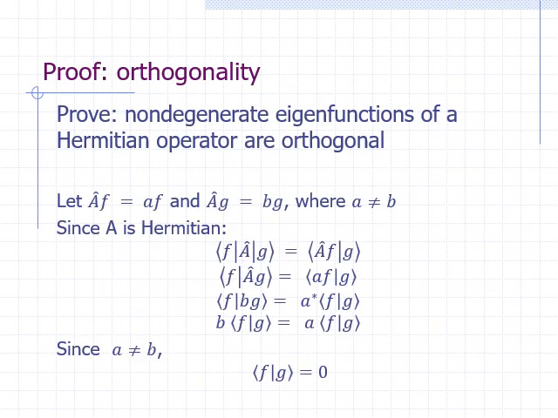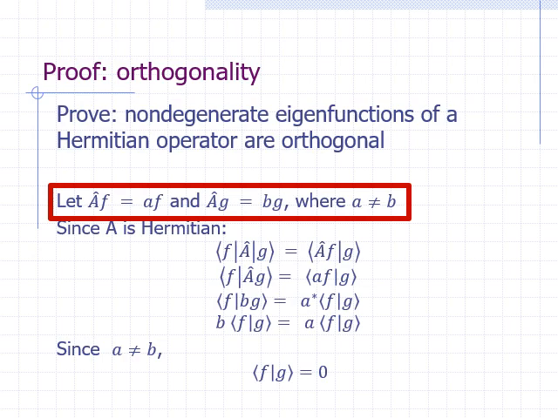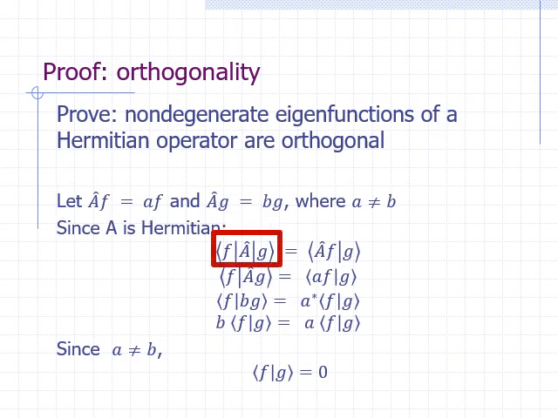Here's the proof that non-degenerate eigenfunctions of a Hermitian operator are orthogonal to each other. Let operator A be a Hermitian operator with eigenfunctions f and g. We assume that f and g are non-degenerate, which means that their eigenvalues, given here as little a and b, are not equal. Since A is Hermitian, we can write the following in direct notation. Integral of f star times A hat g over all space is equal to the integral of the complex conjugate of A hat f times g over all space. In other words, I can move the A hat operator in front of the function in the bra.